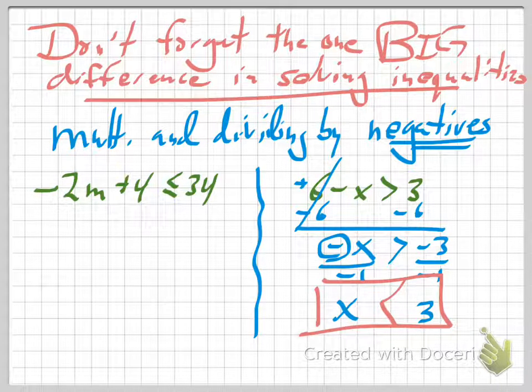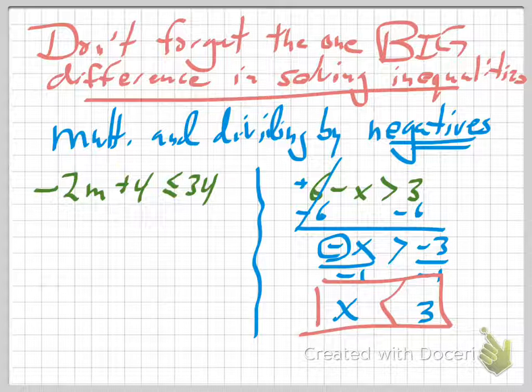Okay? And if you try some values, you can prove to yourself that this is true. Think of values that are less than 3 that would make the top green inequality correct. Well, pick something smaller than 3. Let's pick 2. If I do 6 minus 2, is that bigger than 3? Well, yeah, 6 minus 2 is equal to 4, and that is bigger than 3. If I put 0 in, is 6 minus 0 bigger than 3? Yes, because 6 minus 0 is just 6, and that's bigger than 3.